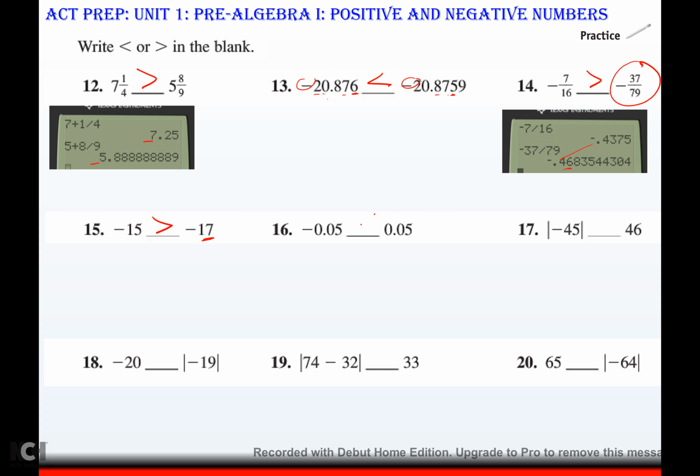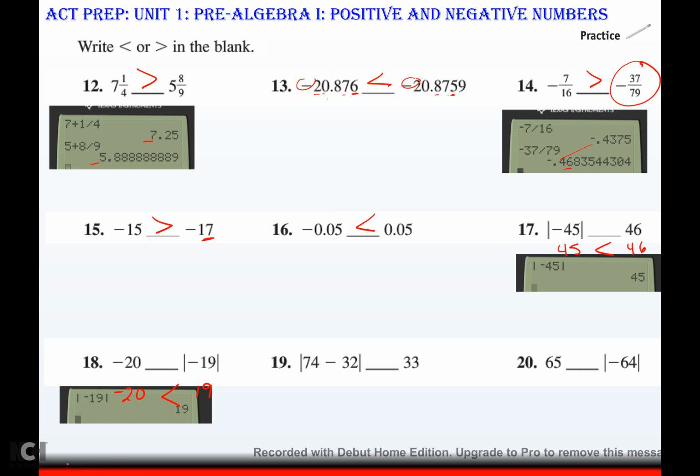One negative, one positive. Positive is always bigger than negative. Absolute value of negative 45 is 45, and 46 is biggest. Okay, this is going to be negative 20. The absolute value of negative 19 is 19. Positive is always bigger than negative. Okay, 74 minus 32 is 42. So I got 42 and 33. 42 is bigger. I got 65, and the absolute value of 64 is 64. 65 is bigger.